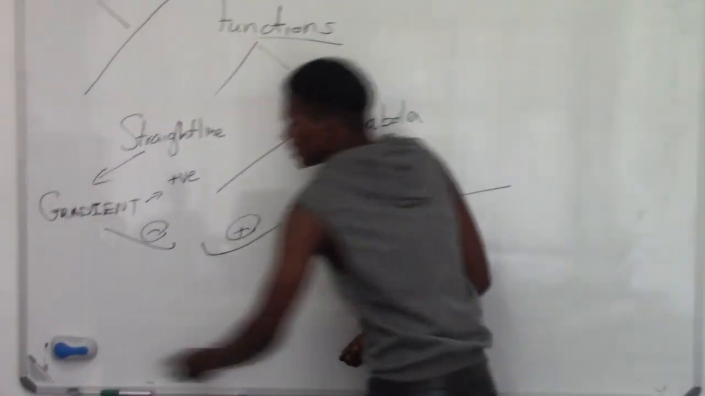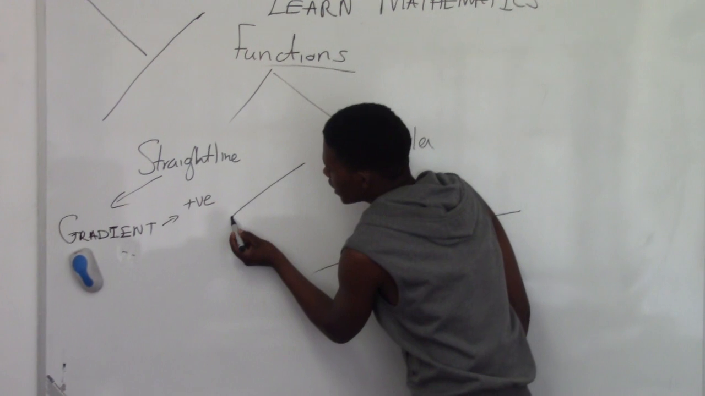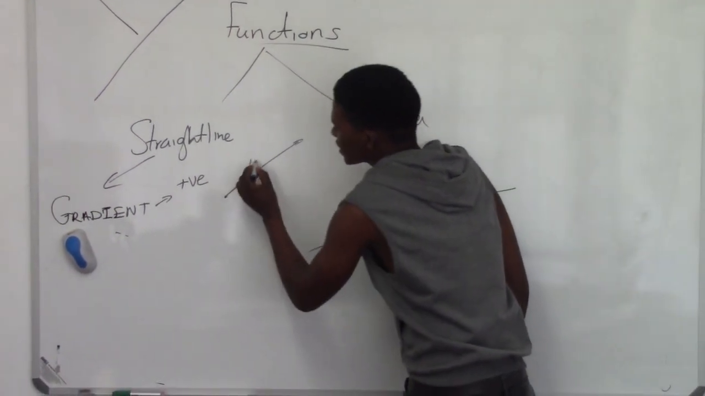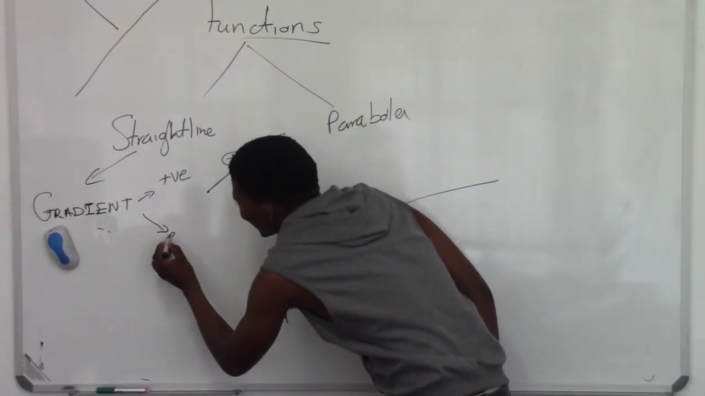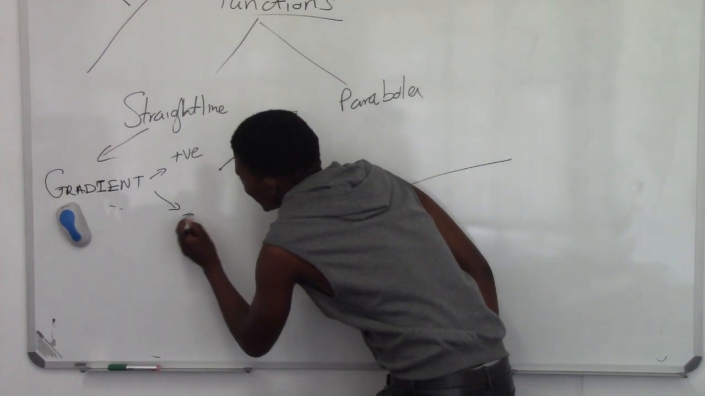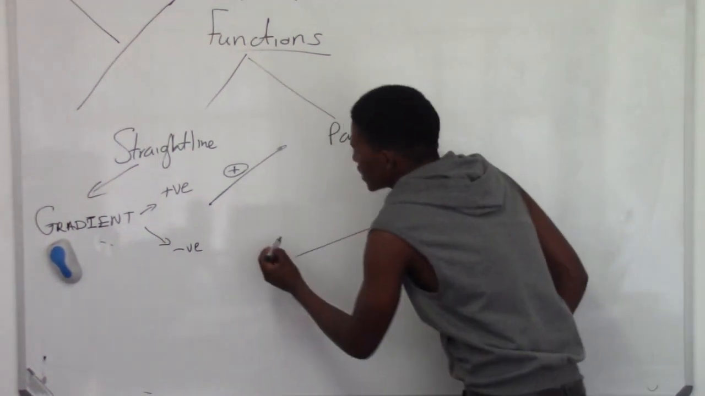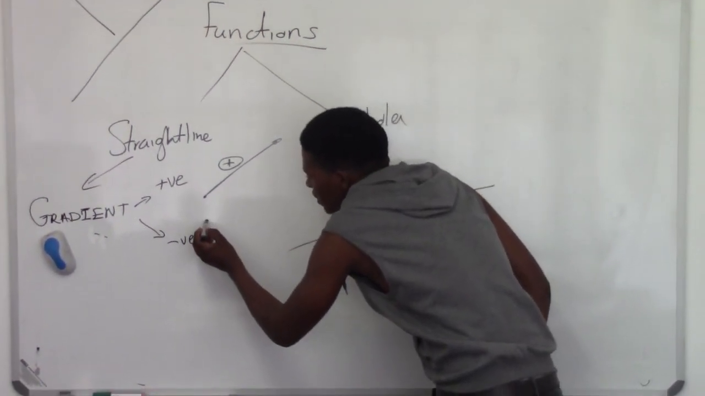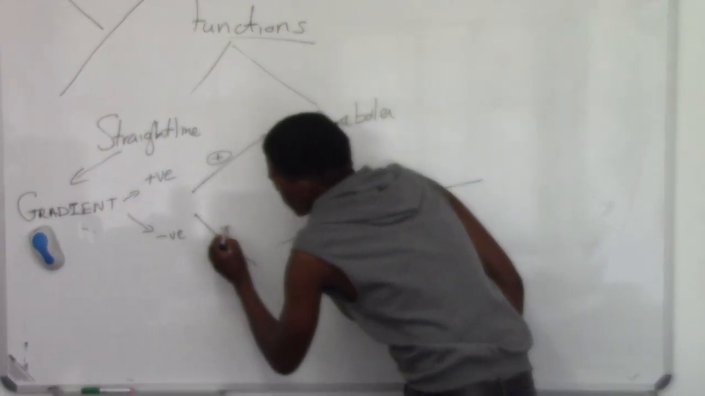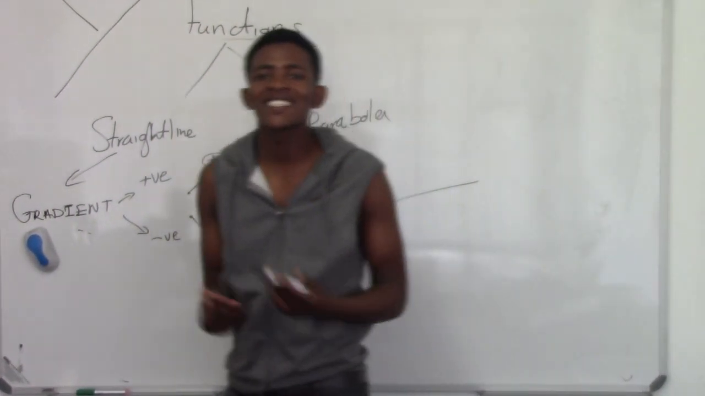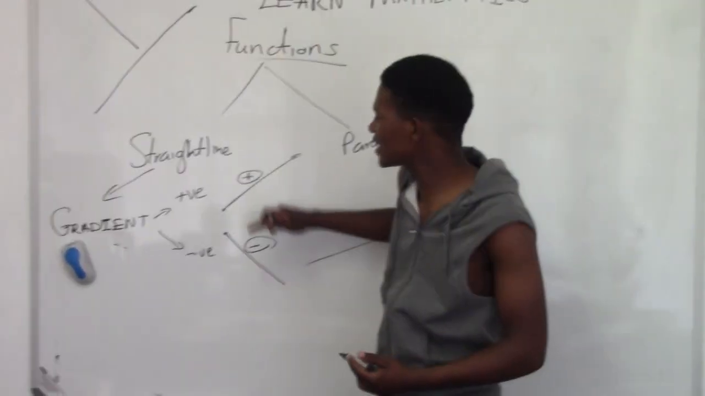So that means we have a positive gradient, which has a slope that is increasing. It is moving from here up to up. So it's increasing. When something is increasing, it is positive. Then I'm also having a negative. A negative decreases. So that means I will have a line moving from this point to that point. It will be negative because my line is decreasing. So now, this is the gradient of a straight line.